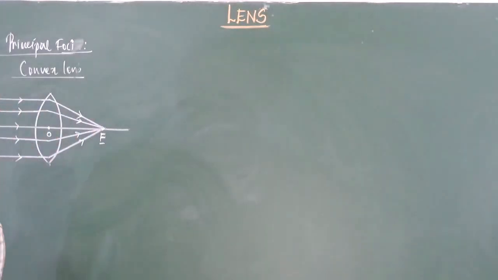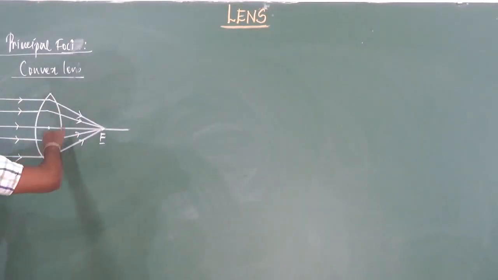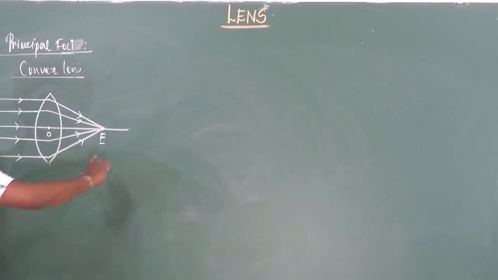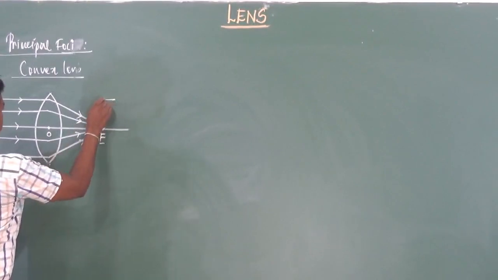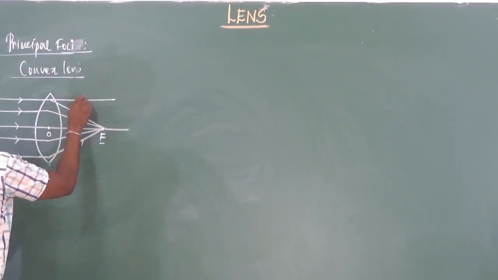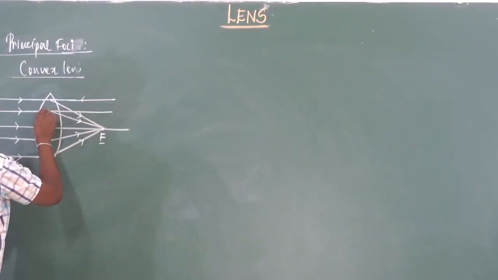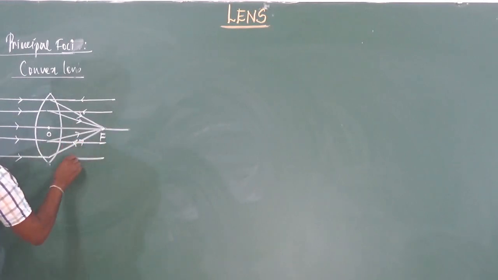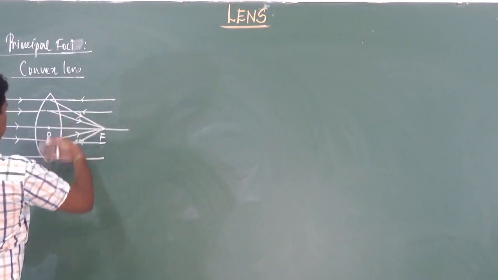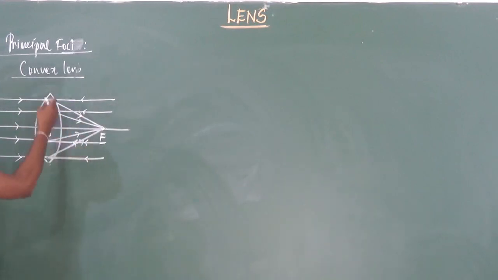So principal foci, right. Take a convex lens. Light rays are passing through the lens in this direction. The same thing can also happen in the opposite direction. In this direction also, the light rays can enter into the lens. After refraction, the light rays are going to meet at a point on the principal axis like this.